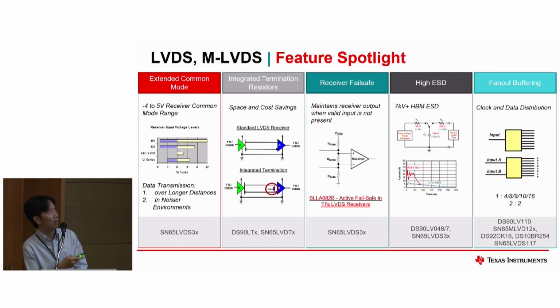The second one is the integrated termination resistor. This shows two use cases. The first one is a receiver that doesn't have the integrated resistor, and this one is a device that has the integrated resistor inside. With this integrated termination resistor, you can save some space or cost while using this device.